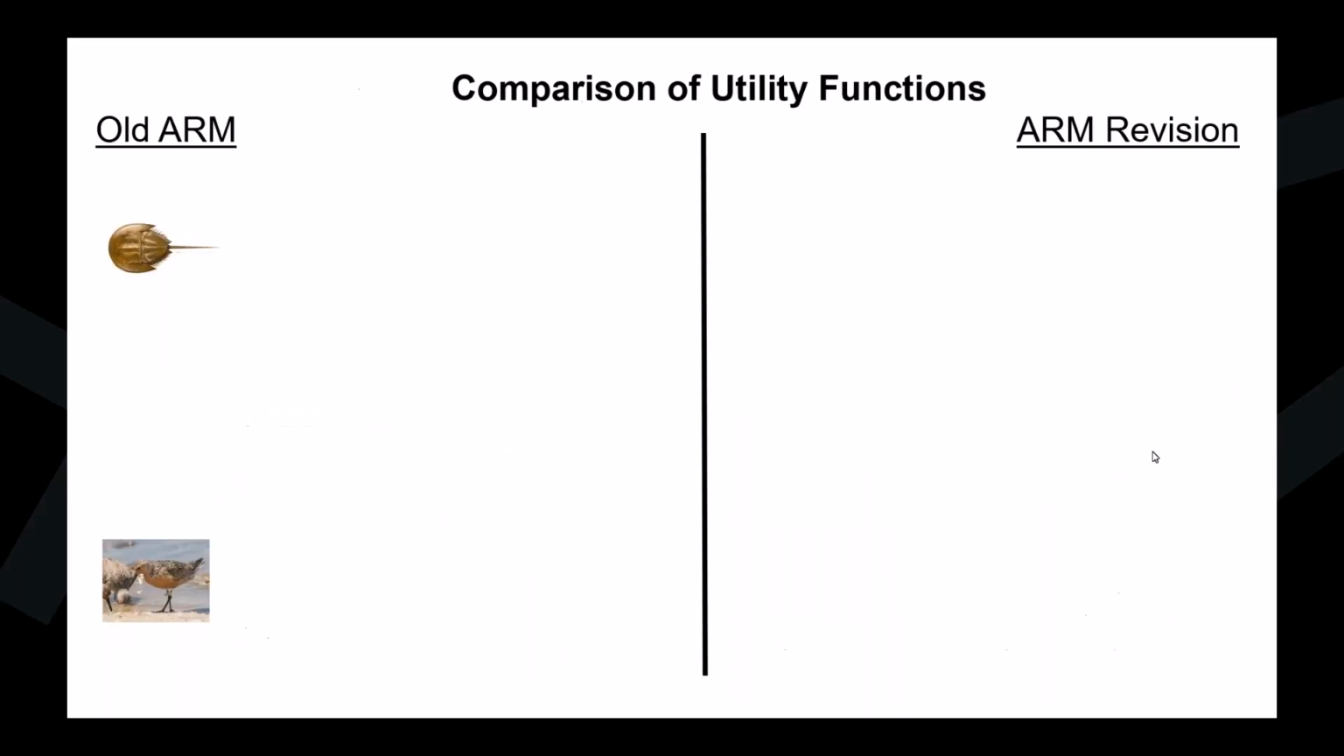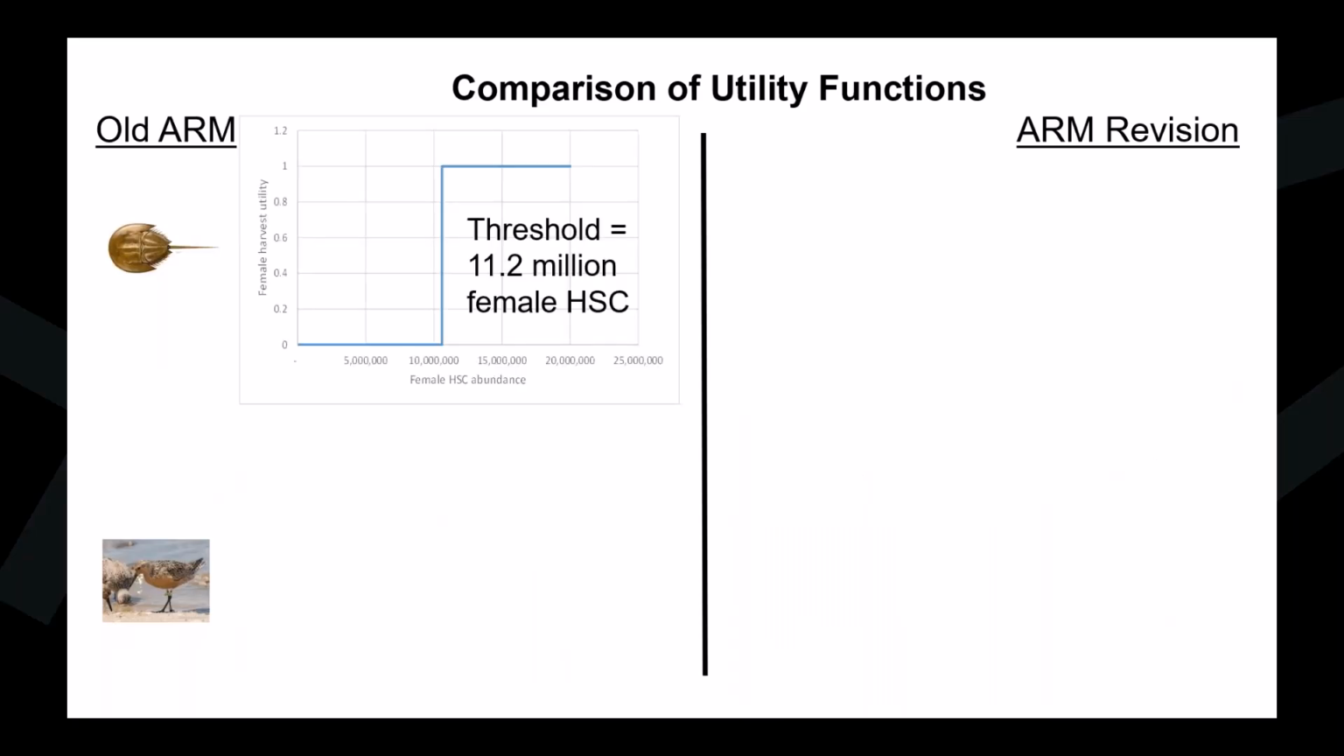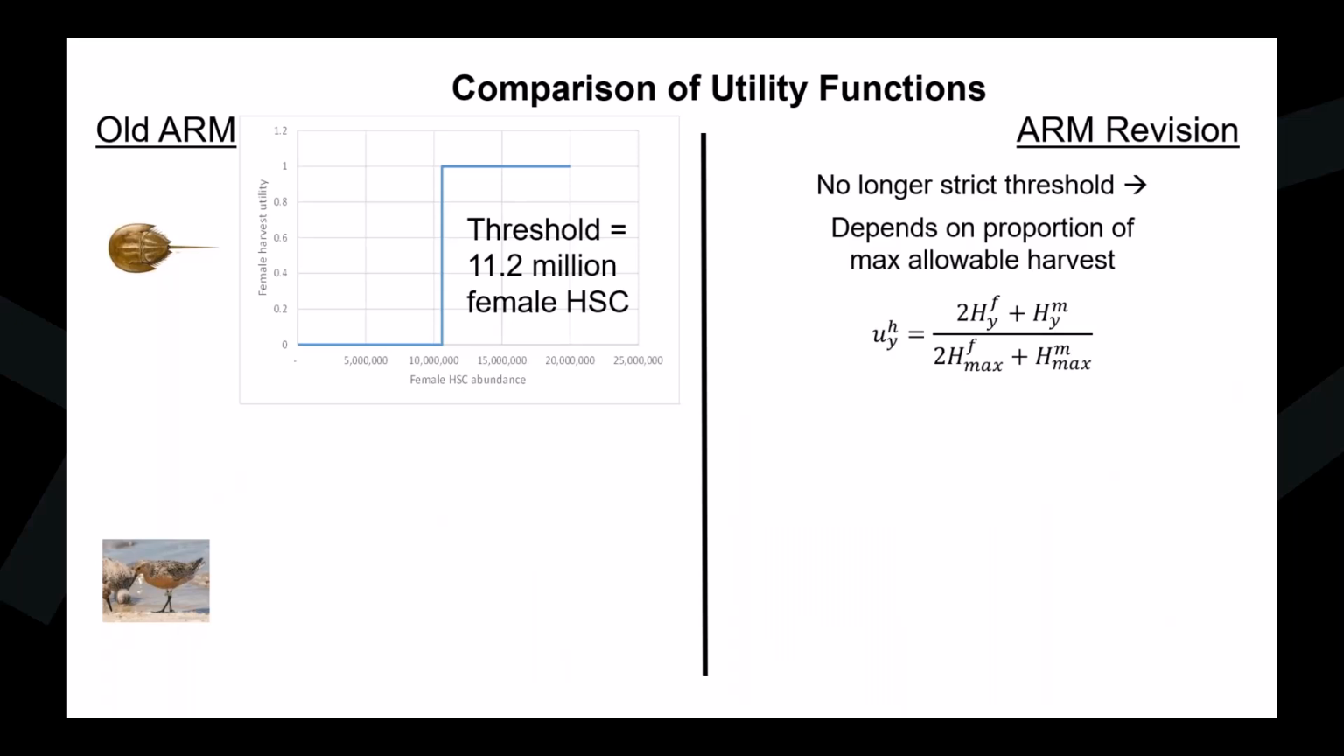So the utility functions, in the original, we had these knife edge thresholds. So we have the knife edge threshold for female horseshoe crab abundance, it's really acting sort of as a constraint in that manner. For the horseshoe crab utility in the revised arm, we're looking at the relative economic value that we're getting from harvest compared with the maximum possible, and that's what gives us a utility.